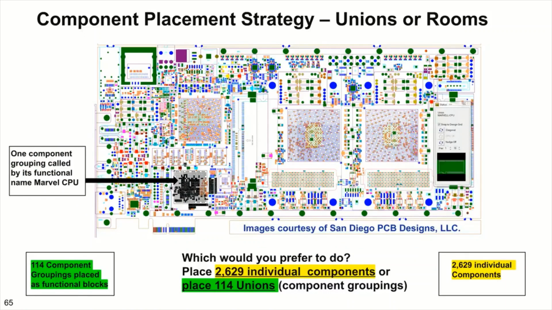This image shows a dense board that has been placed. And to show you the nature of very dense boards, let's say maybe 2,600 some individual components, it's broken down into 114 little unions or groupings. Which would you prefer to place? Placing 2,600 individual entities can take weeks, but you can place 114 entities in an afternoon. And because I built them somewhat rectangular, they will fit in next to each other, playing the shell game.